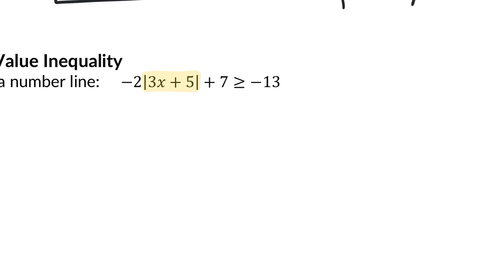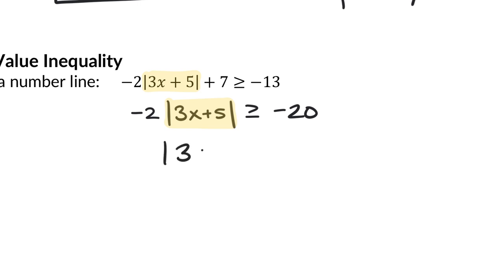So not looking at anything I've highlighted yellow, what can we move to isolate the yellow stuff? The 7, how do we move that? Minus 7 on both sides. So we're going to subtract 7 on both sides. We end up with negative 20. Okay, cool. Are my absolute value bars isolated? No. Now what do I have to do? Divide by negative 2. And do what with the symbol?